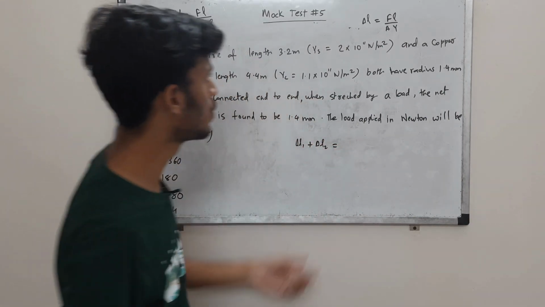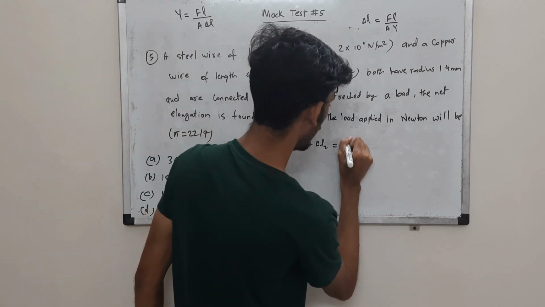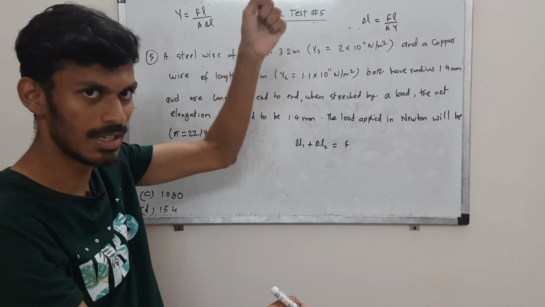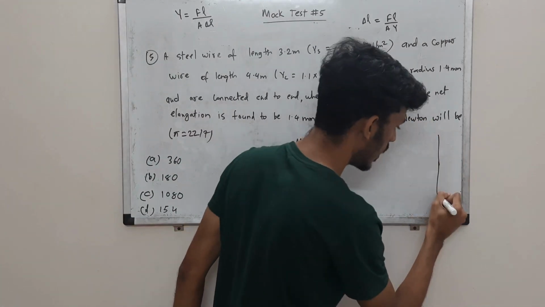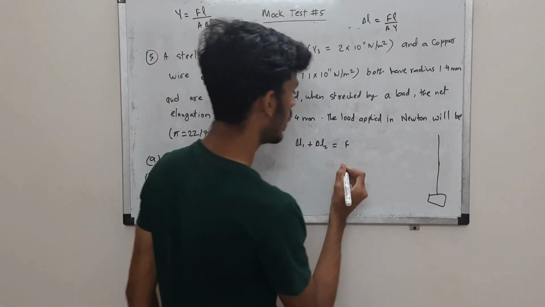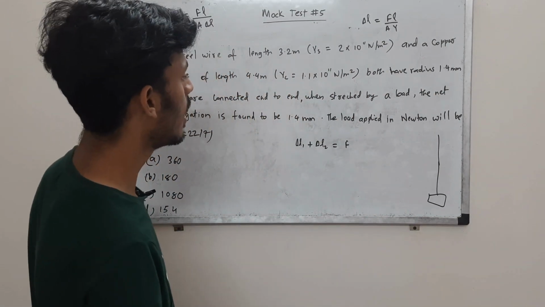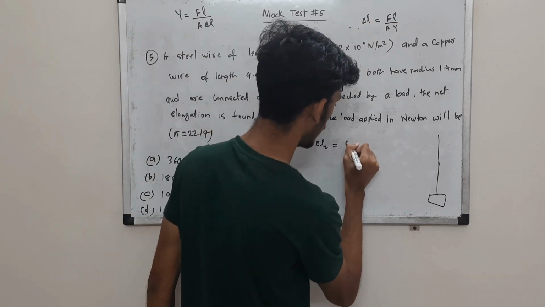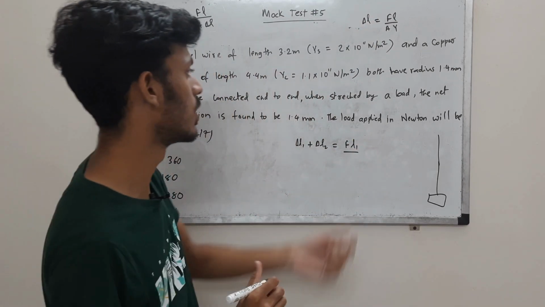Okay, so delta L1 will be F, which is the same, right? We are applying the same load to that wire system. So we have steel wire, copper wire, and the same load. So force in both these wires is the same. Okay, so no worries about that. Then we have L, length, which is different. So we'll write L1 for the first wire.